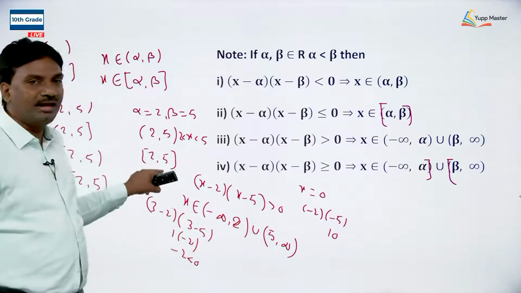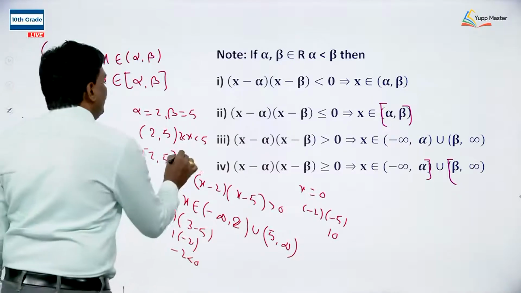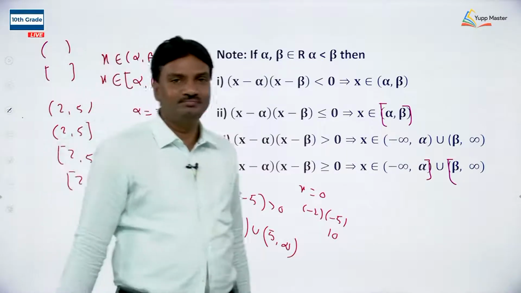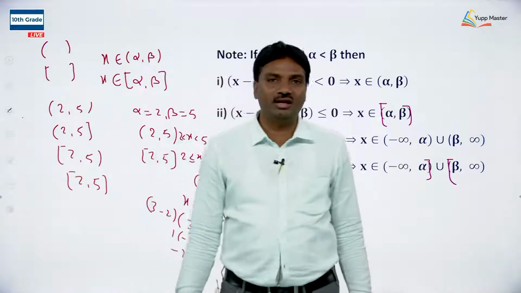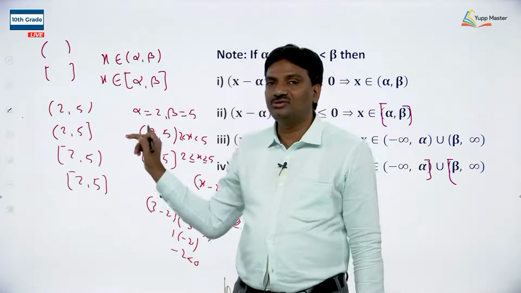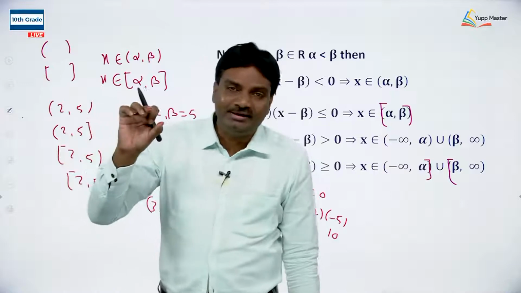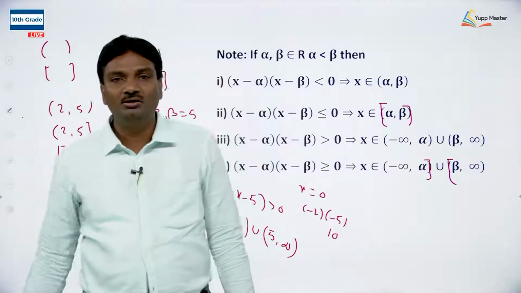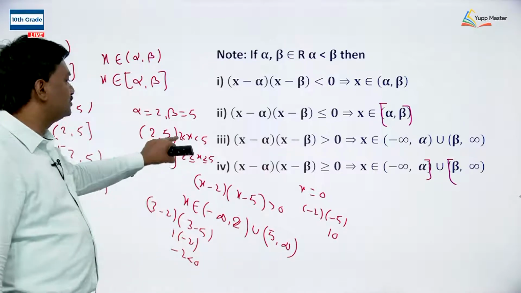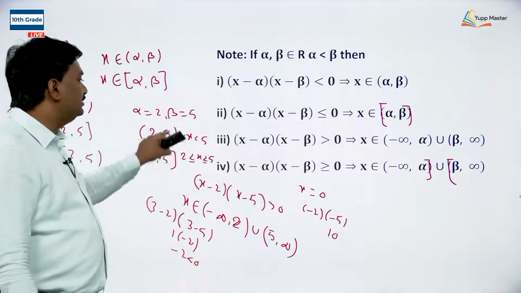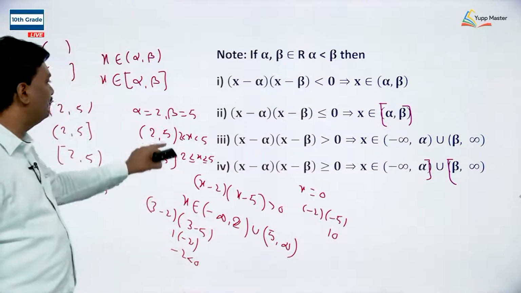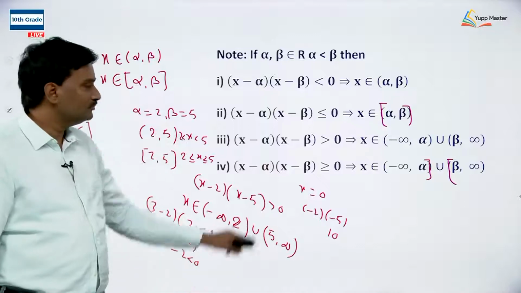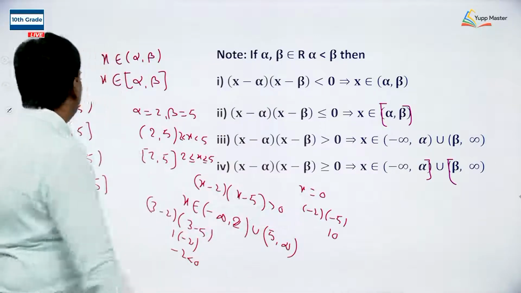If you take the bracket like this, 2 comma 5, in this case we can take 2 less than or equal to x less than or equal to 5. That means we can consider x equal to 2 or 5 or any value between 2 and 5. If you take 2 less than x less than 5, in this case we can consider the value of x between 2 and 5 only. Don't consider 2 or 5.